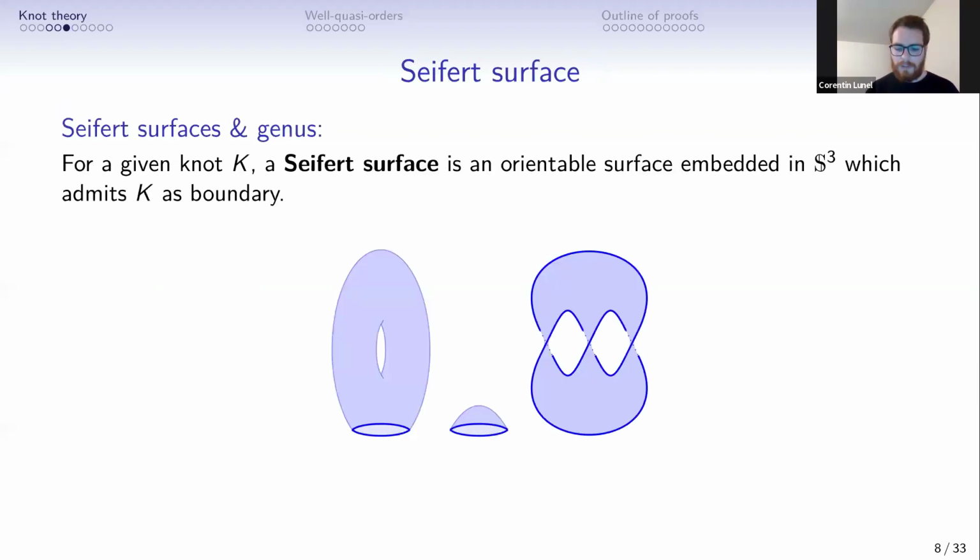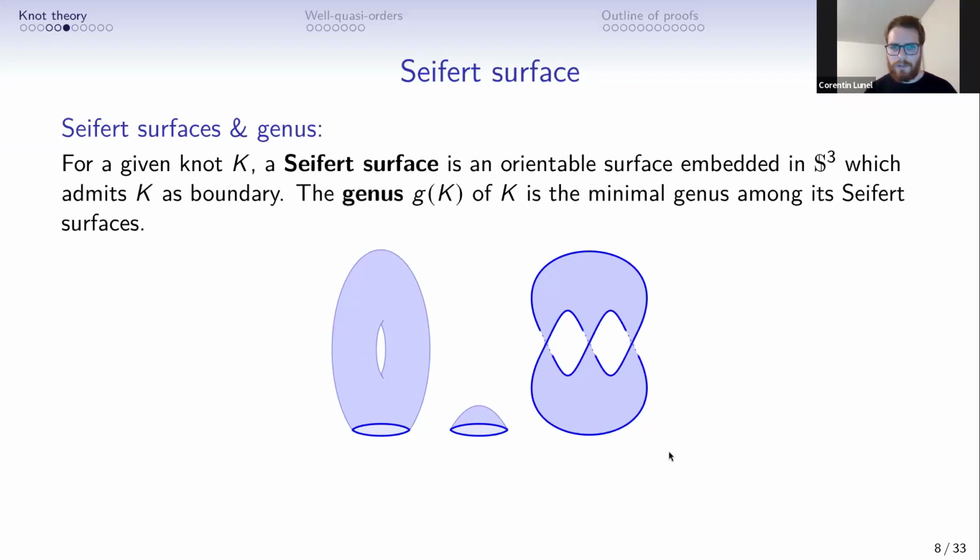Today we will focus on one such invariant called Seifert surfaces. When you have a knot, you can be interested in the orientable surfaces embedded in S3 that admit the knot as a boundary. So, for example, here you have the unknot, and it can be obtained as a boundary of a torus with one boundary component, or as a boundary of a disk. Here is a trefoil knot, and it can be obtained as a boundary of this surface, which is in fact a torus with one boundary component, because indeed this surface has genus 1 and one boundary component.